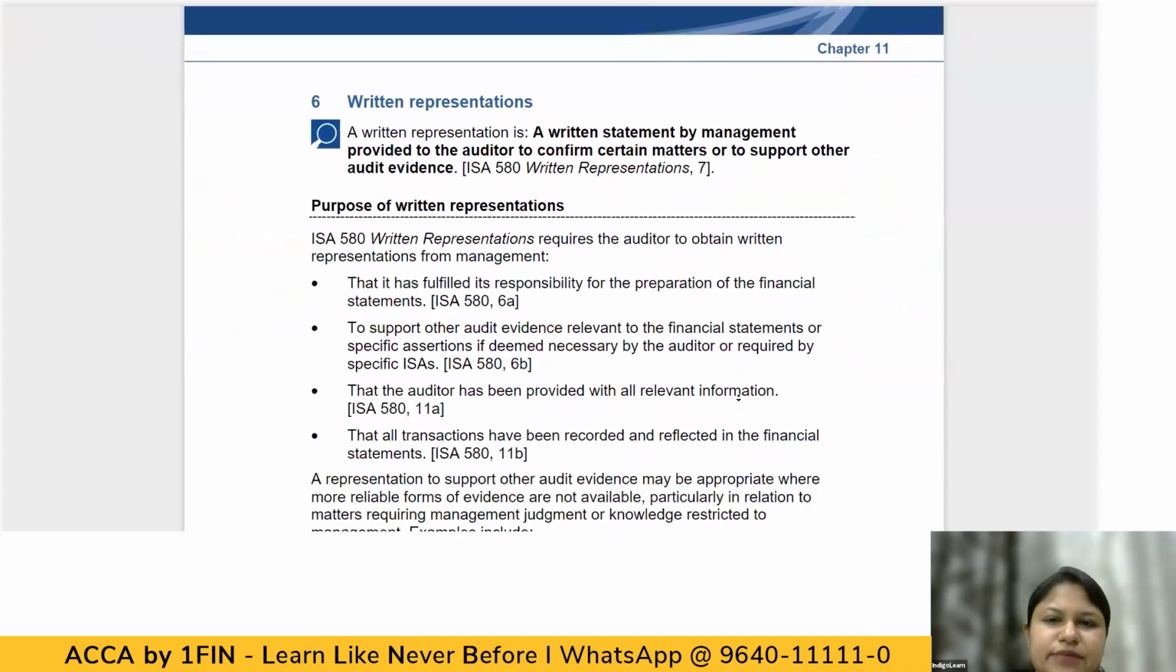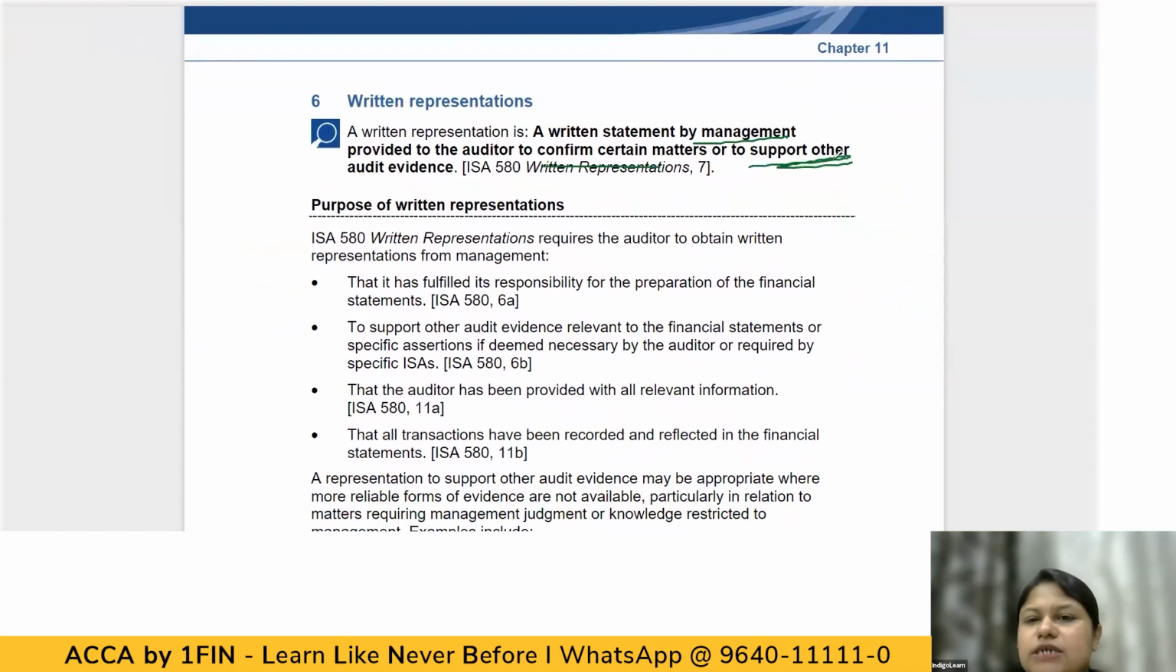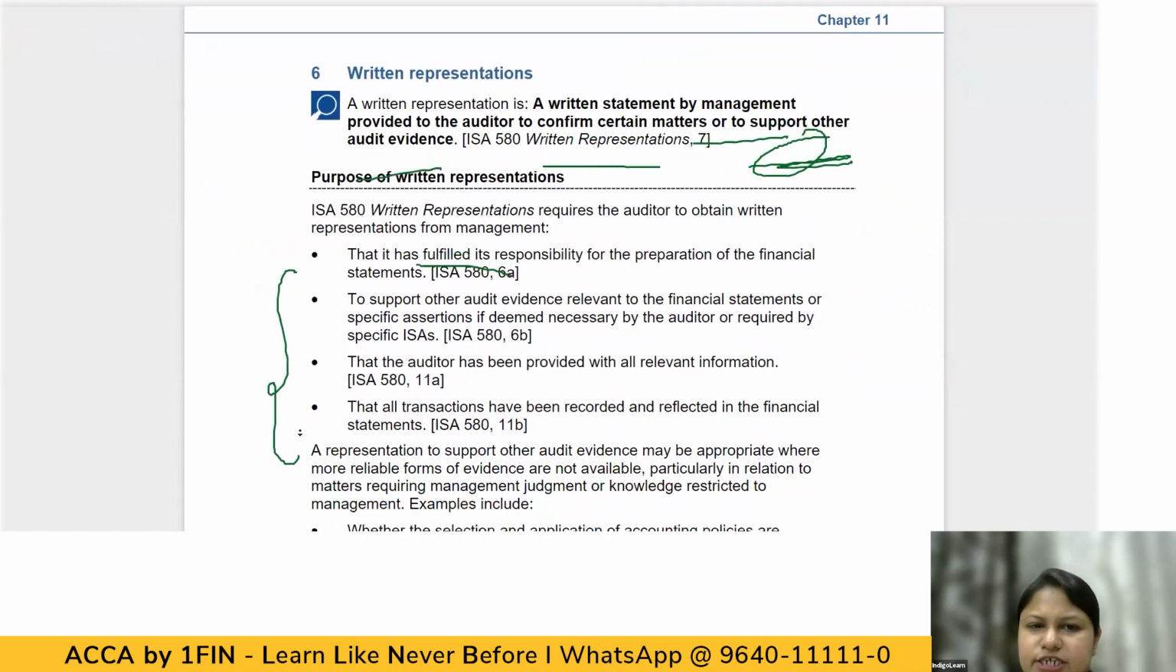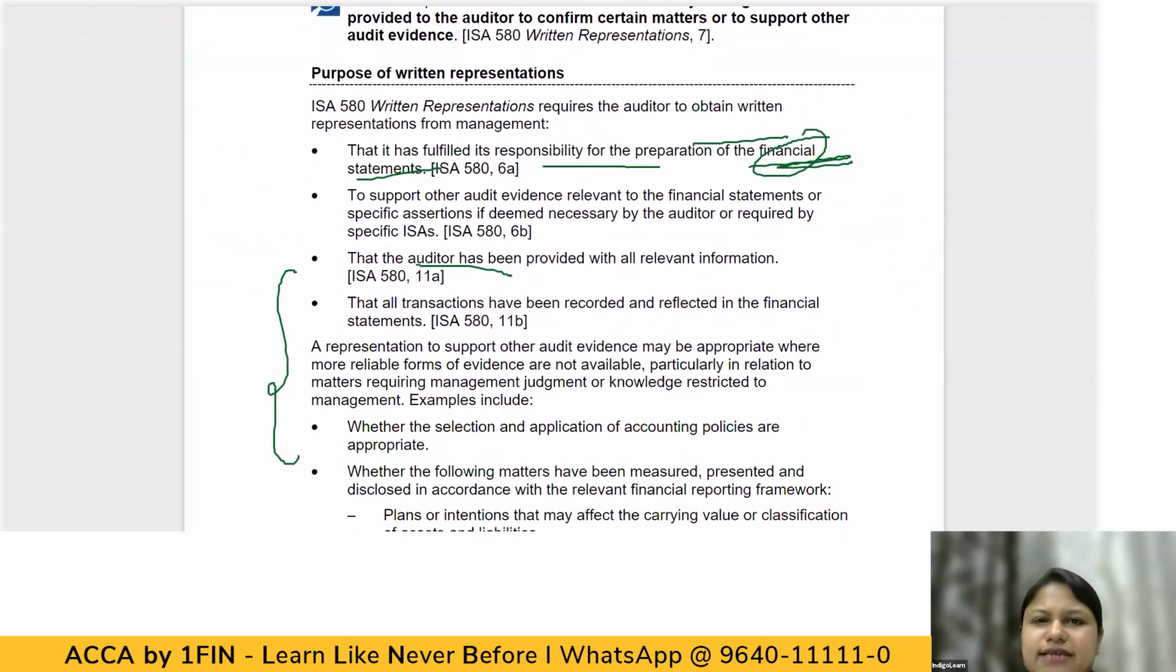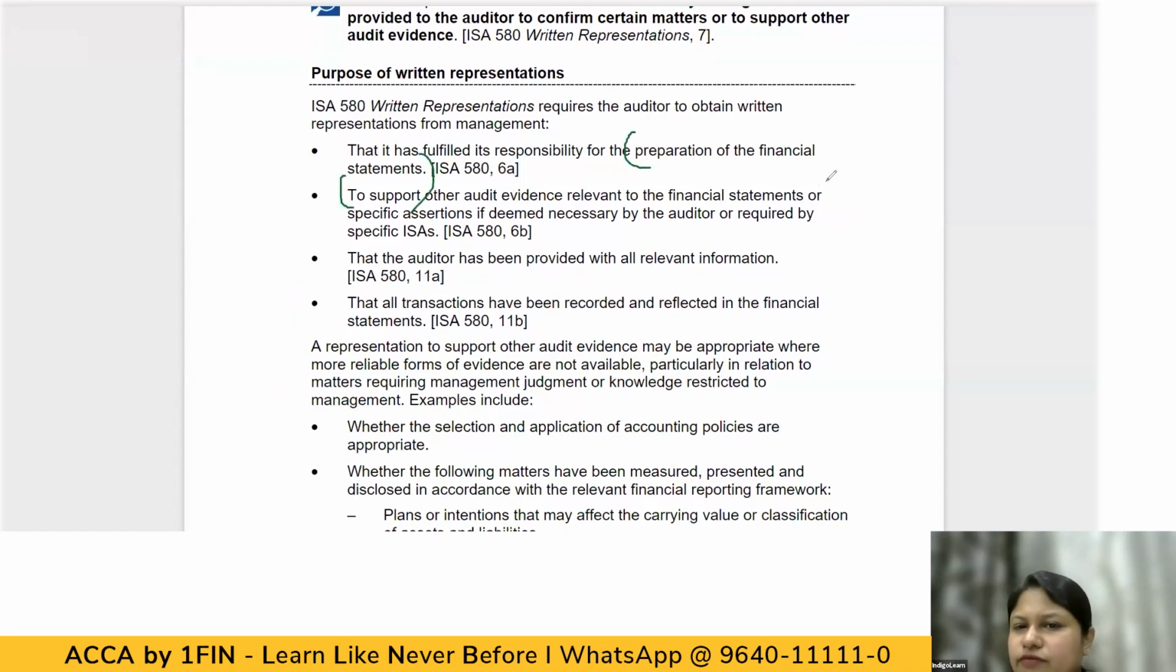All right. So we have written representation, and as I discussed already with you, written representations are provided by whom? Management to auditor to confirm certain matters or to support other audit evidences. They are supporting audit evidences. Then ISA 580 written representation requires the auditor to obtain written representation from the management on these matters, as I told you. Which are these matters? If you understand, they are all the responsibility of the management. They fulfill the responsibility of preparation of the financial statement, to support other audit evidences relevant to the financial statement.